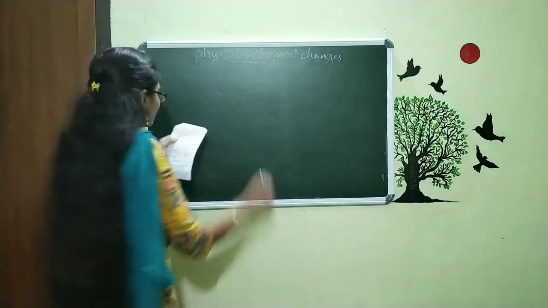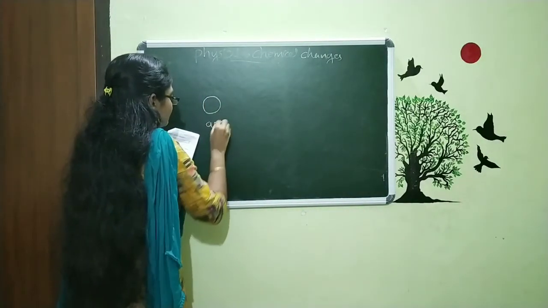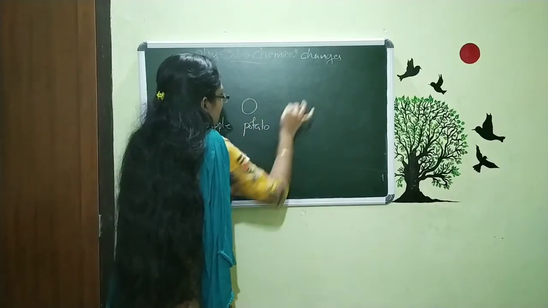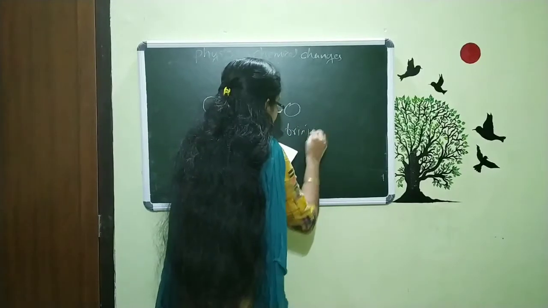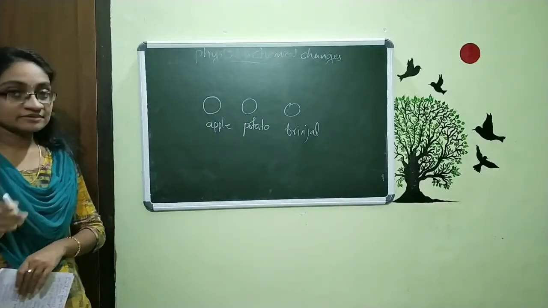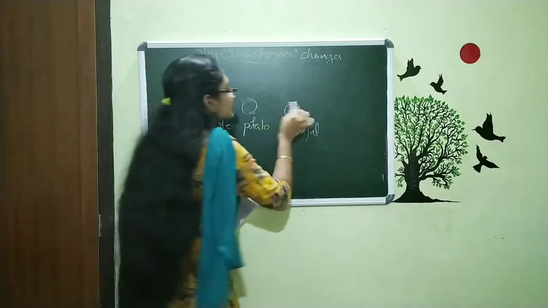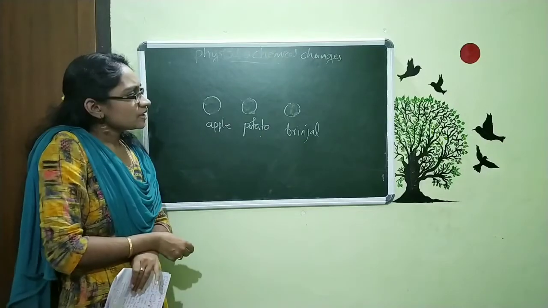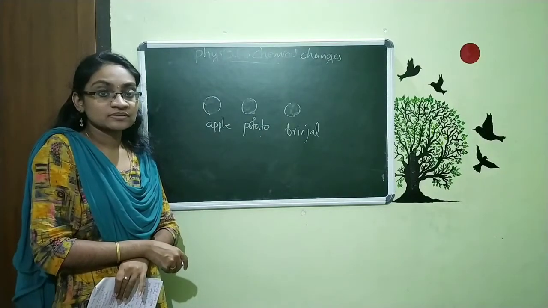The next example mentioned in your textbook is this. When we cut the fruits and vegetables, the apple, potato, brinjal, all we cut, and when we keep it for some time, we can see some sort of color change occurs with the pieces of apple, potato, brinjal and all. Now my question is this: why does the color change occur there?